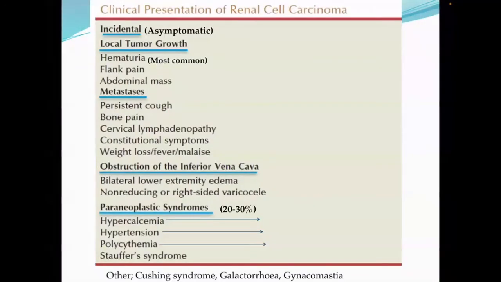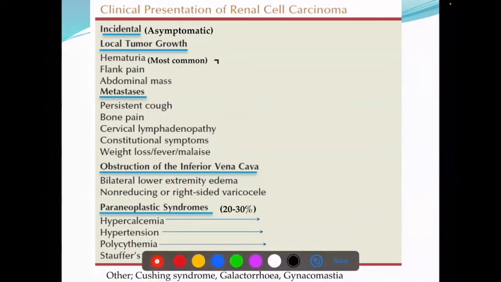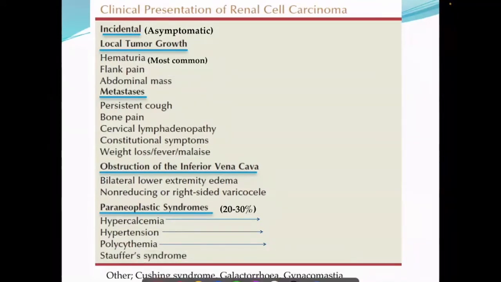Sometimes patients are diagnosed incidentally. That means they don't have any symptom. They went to the doctor for some other reason, and during a scan, ultrasonogram or CT scan, they were diagnosed as a case of RCC. This may happen. But if they present with a symptom, the most common symptom would be gross painless hematuria. Sometimes they come with all three combined features: hematuria, flank pain, and abdominal mass. This is known as the too late triad or too late symptom, indicating advanced disease.